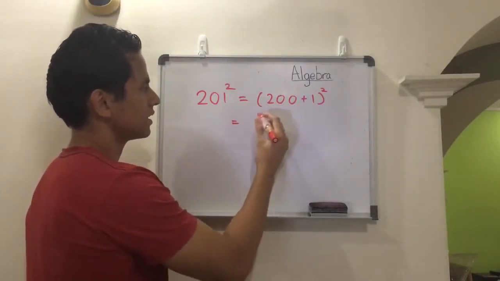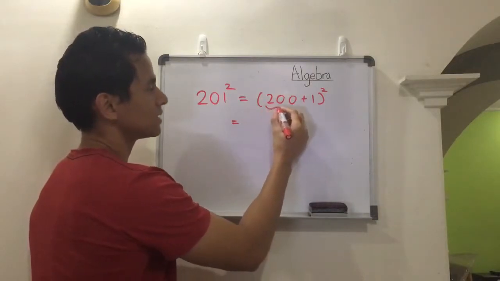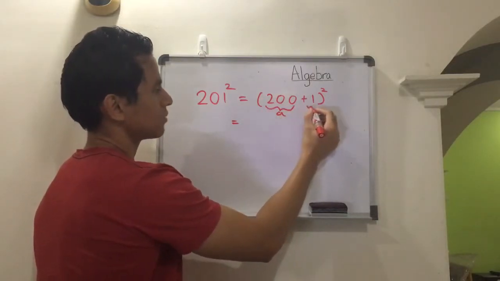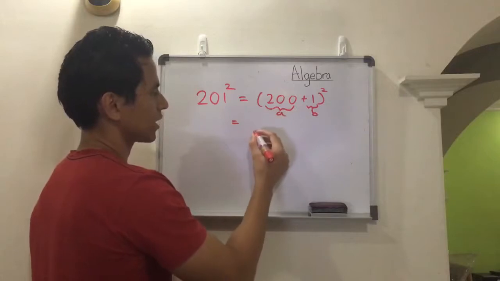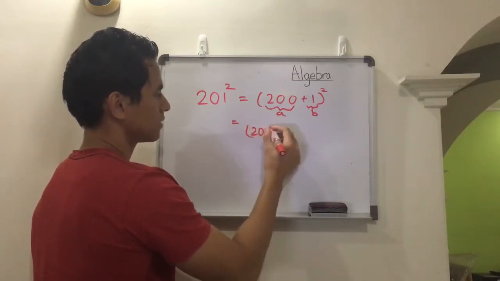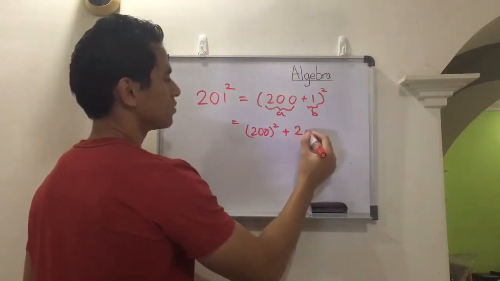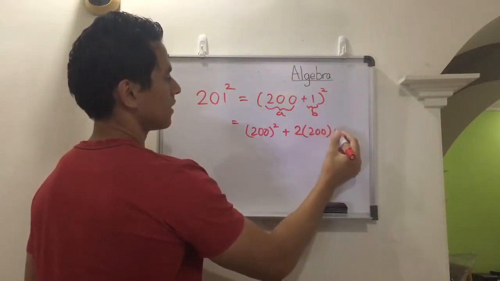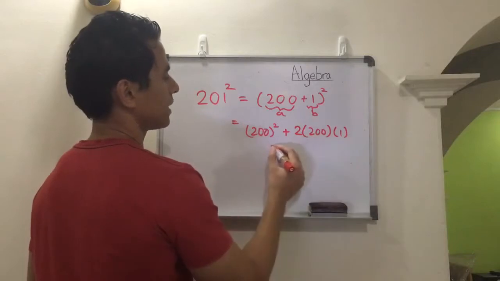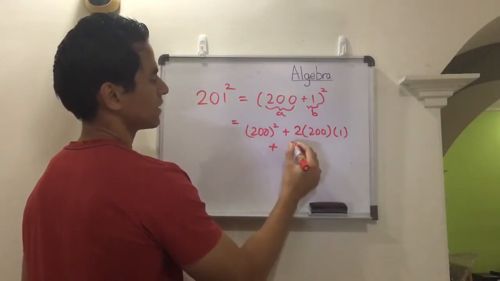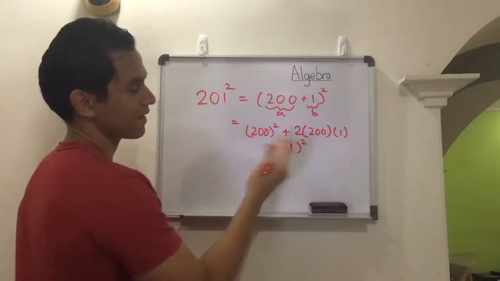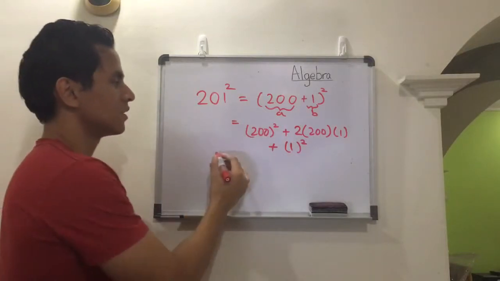This will just give me a square, right? So we now know that this is our a and this is our b. So therefore we'll get 200 square plus 2ab, and then plus b square. So b square is just 1 square, right? So then I'll write it like this. Later on I'll simplify it.